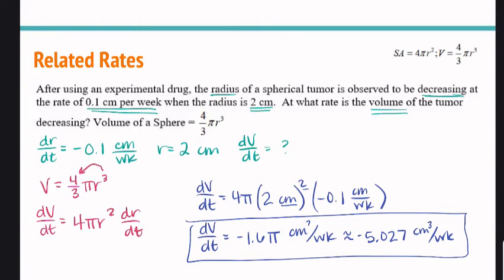So notice it's negative, so that's going to tell me that the volume of the tumor is actually decreasing at that rate, negative 5.027 cubic centimeters per week.